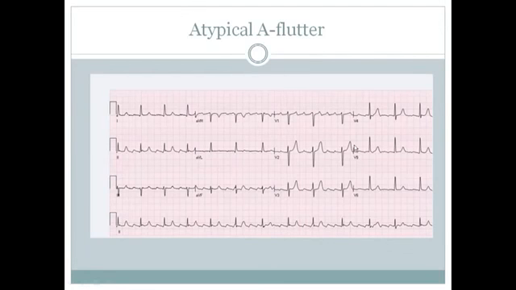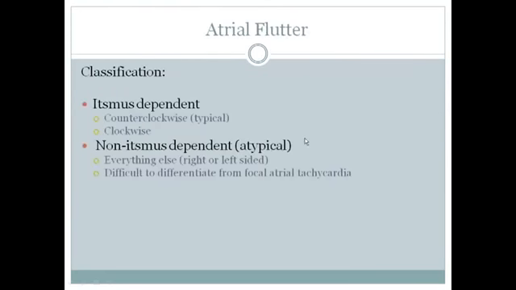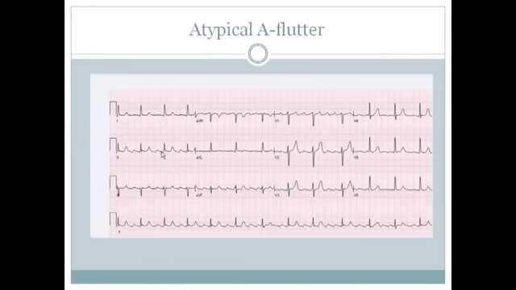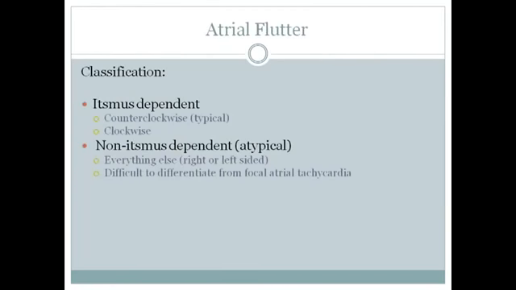So this is how a typical flutter looks. Again, the negative flutter wave in the inferior leads, positive flutter wave in V1. Same thing. The practical classification that we need to know is isthmus dependent or not isthmus dependent. Isthmus dependent, clockwise, counterclockwise, typical. We can look at the EKG and know if it's typical or not, or at least have a very good suspicion for it. Everything else is atypical.